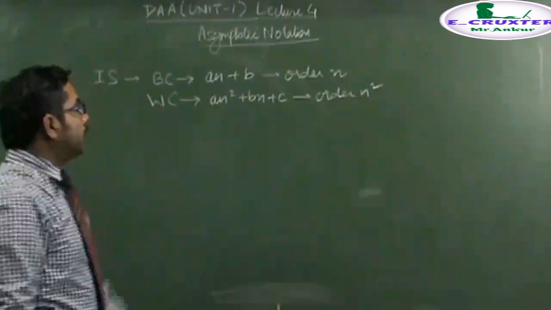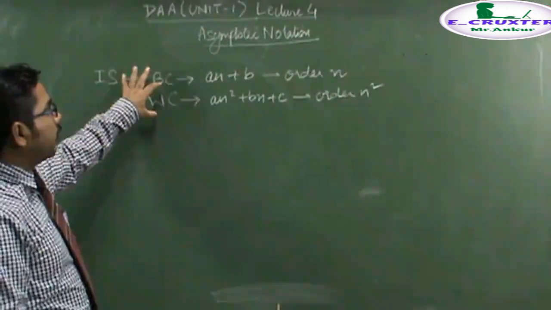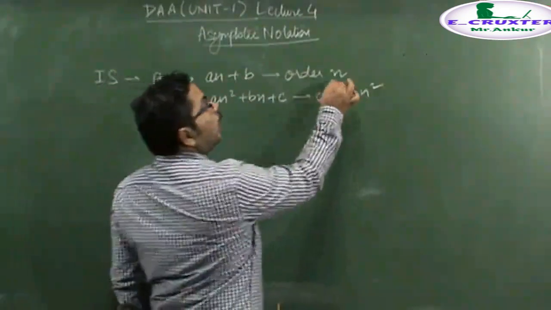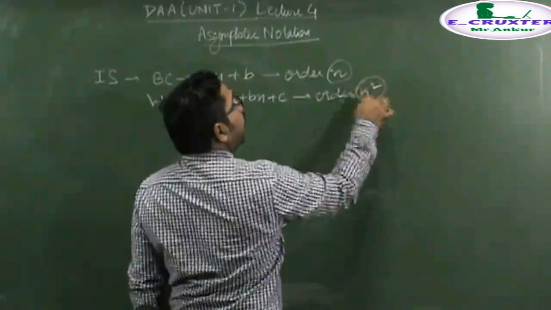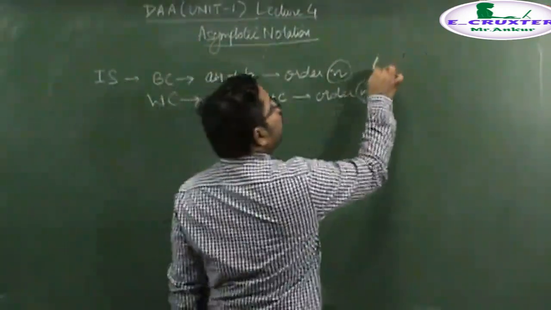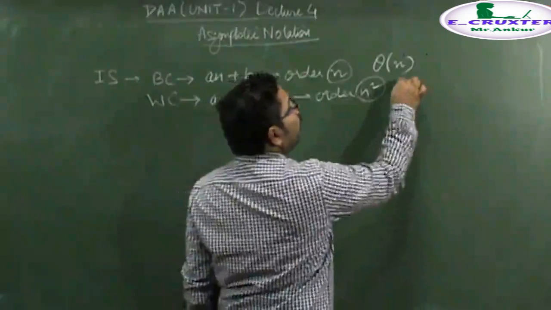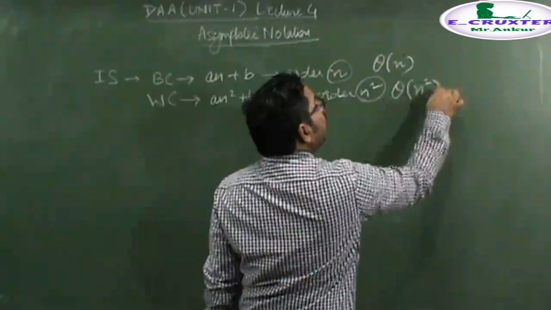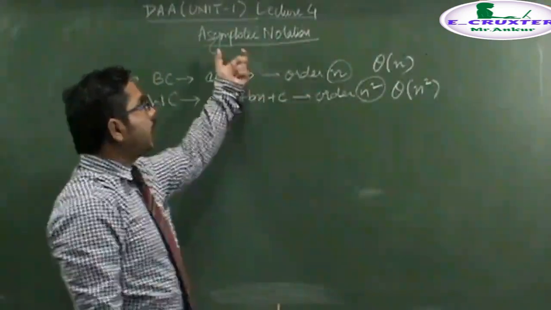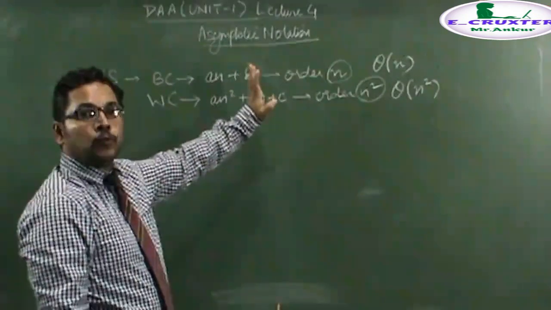That is, the running time in the best case is better compared to the worst case, and these are known as the order of growth. For that we use the notation theta of n in the best case, and theta of n square in the worst case. I have not discussed these notations yet. These are basically asymptotic notations, and in this lecture we will discuss them.